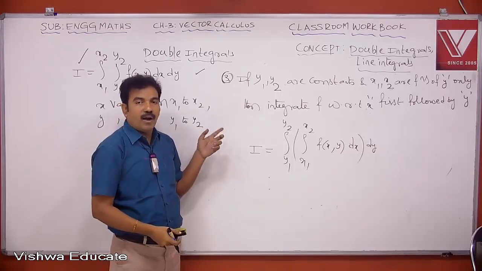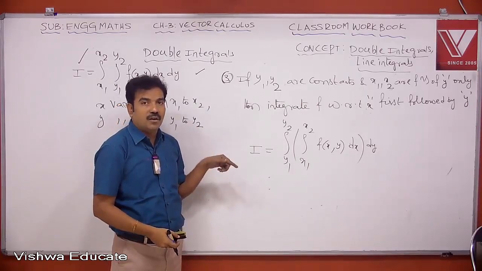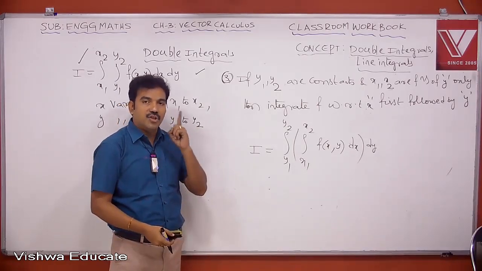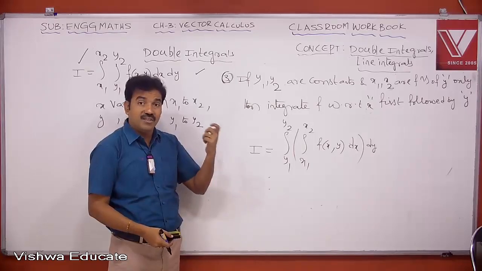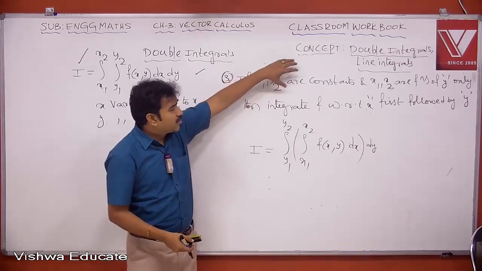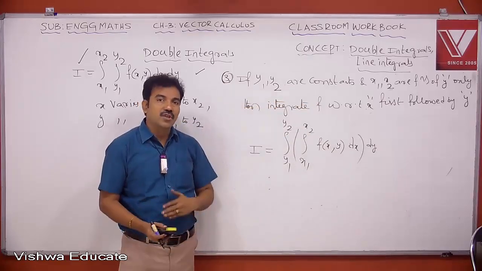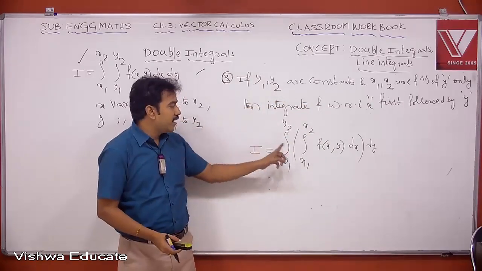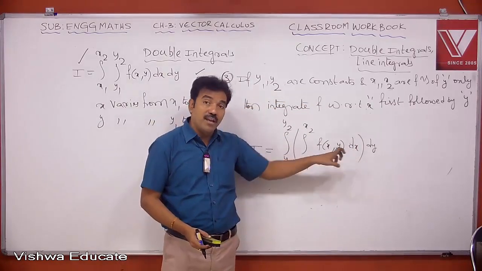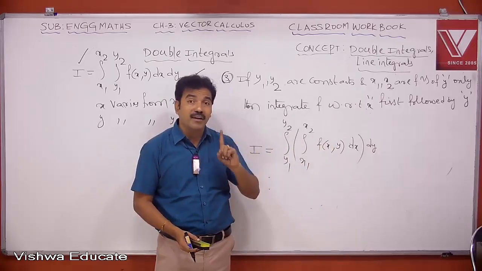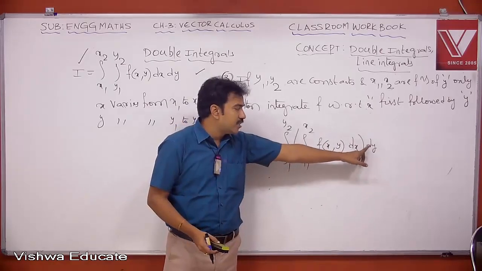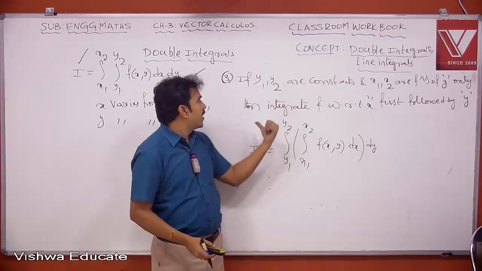In the previous case, y limits are functions of x, x limits are constants. So integrate f with respect to y first followed by x. Now it is reverse. Y limits are constants but x limits are functions of y. That means x limits are variable limits. So integrate f with respect to x first. Variable limits are given higher priority, and then do integration with respect to y. Write this case 3.